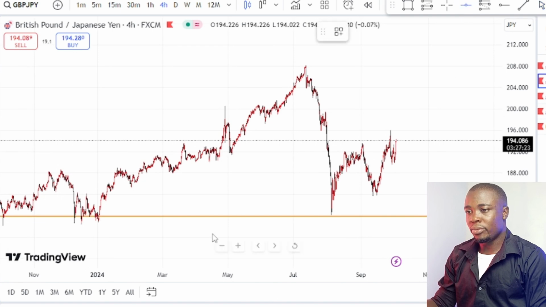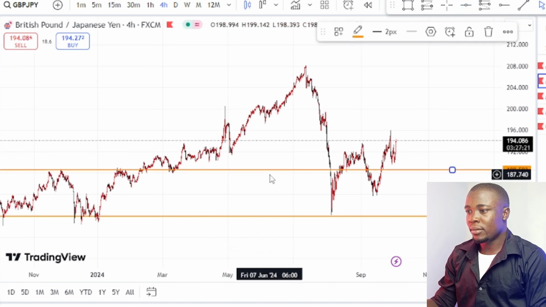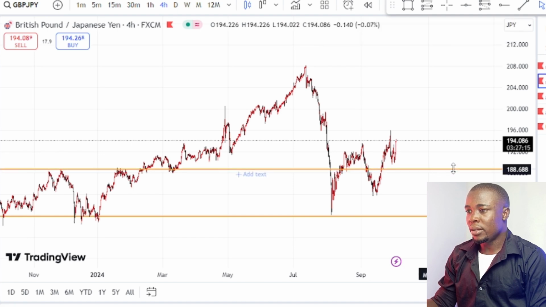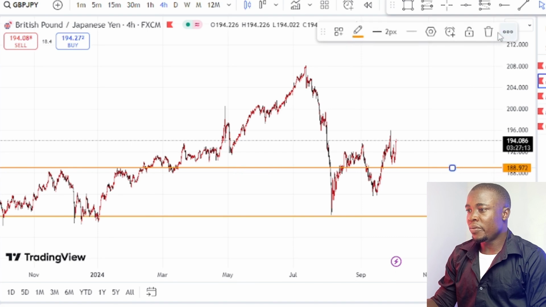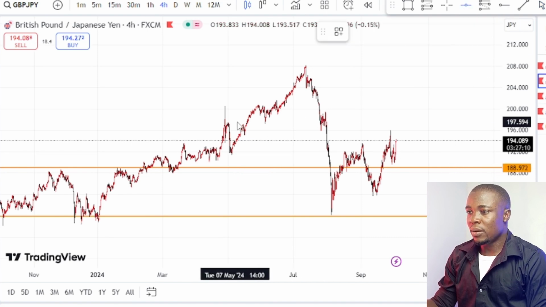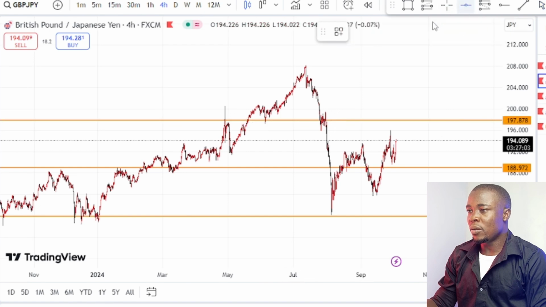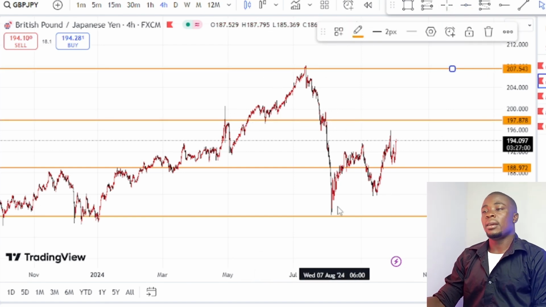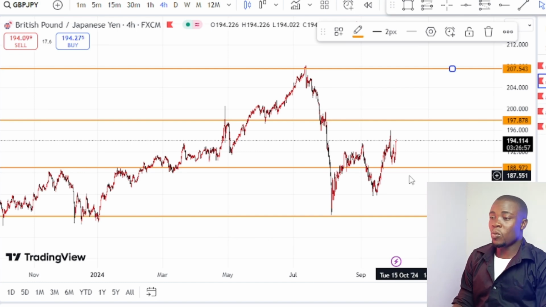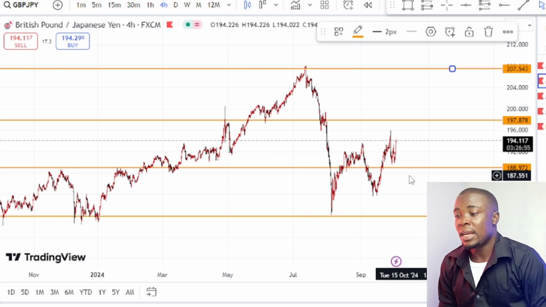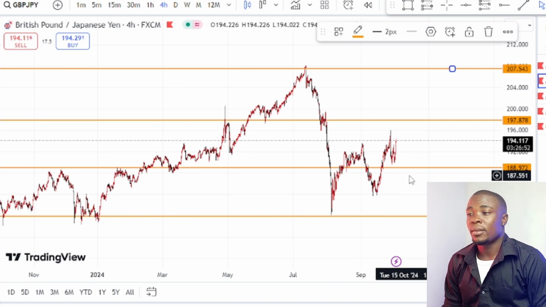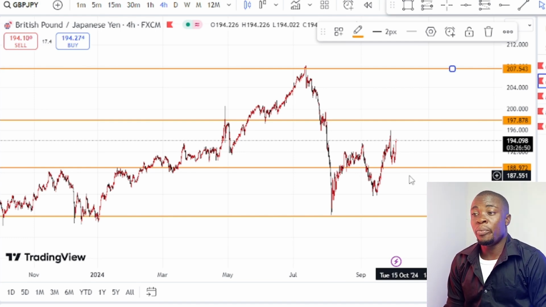I'll pick another one here. This was another strong resistance point that the market is reacting off of. I'll pick another one here, I'll pick this one, and then I'll pick this one. I think that's more than enough. What this really helps us with is that it gives you a preview of what the market is doing.